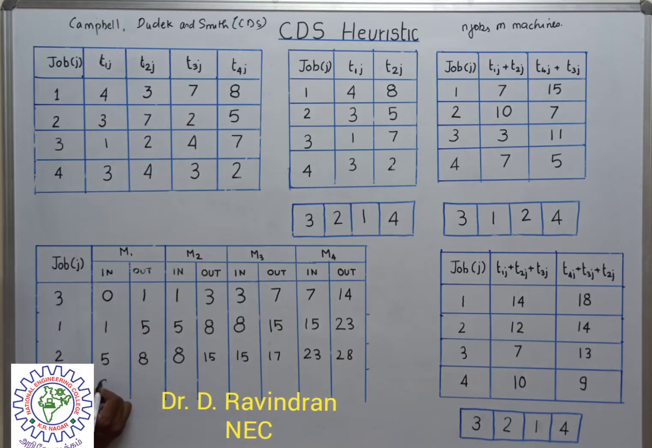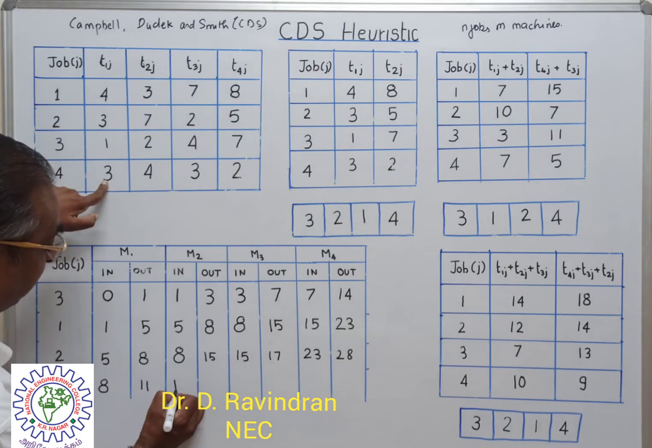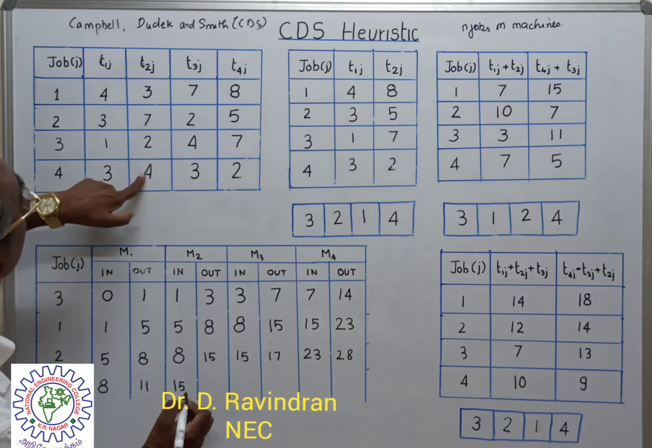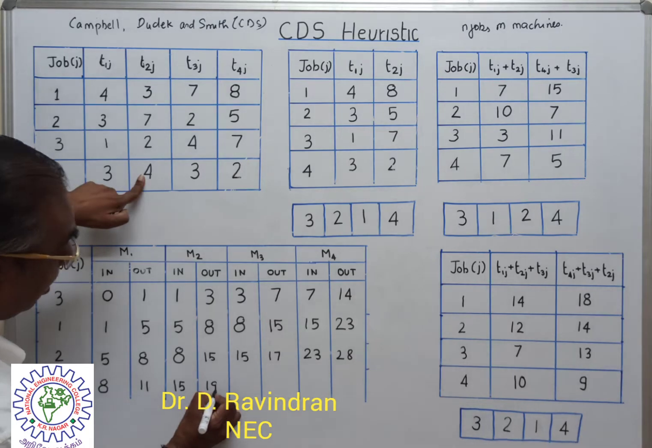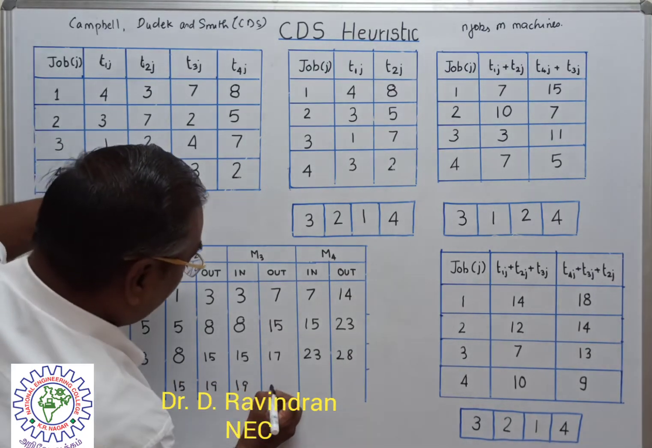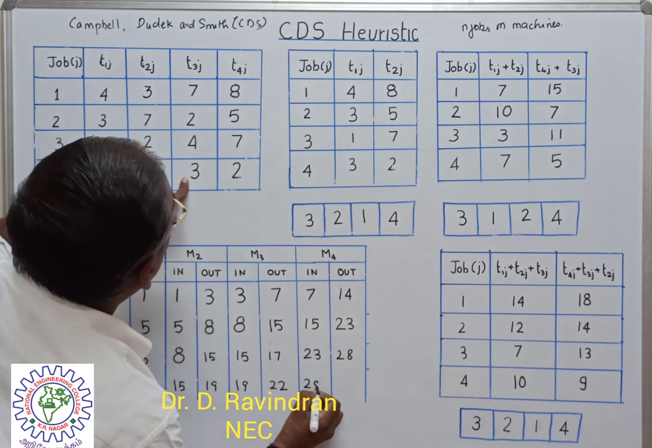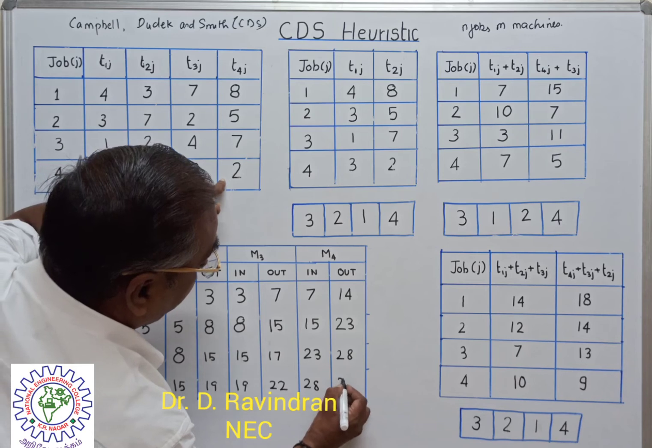Here at 8 hours it can take up the 4th job. So 8 plus 3 is 11. At 15 hours only it can enter the machine M2. 15 plus 4 is 19. At 19 hours only it can enter the machine M3. 19 plus 3 is 22. At 28 hours only it can take up M4. 28 plus 2 is 30.